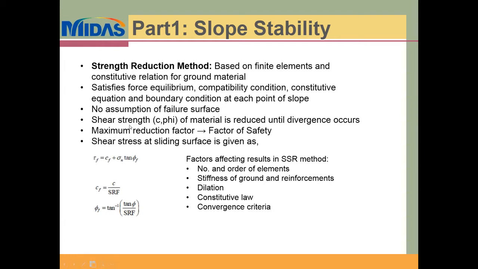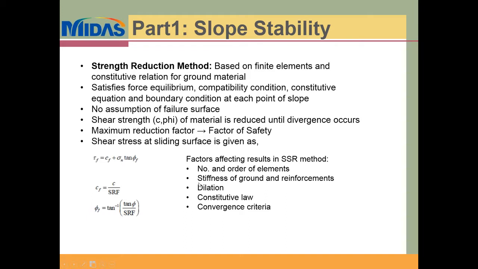In this method, the strength of the material, which is described in terms of c, the cohesion, and the internal friction angle, is reduced until divergence occurs in the model. The factor by which the material strengths are reduced is your factor of safety. It is described in this expression here: the final cohesion and friction angle are described in terms of the initial cohesion and friction angle divided by the factor of safety.